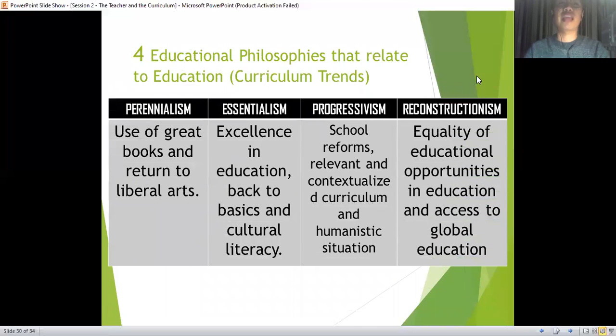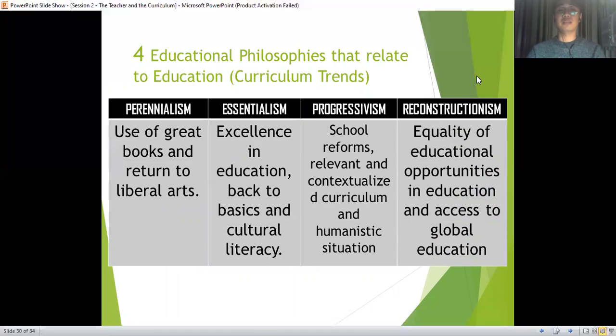Okay, the curriculum trends. Under perennialism, you use great books and focus on liberal arts. I repeat, you are honing the rational person. That's why the emphasis is on great books, those books which teach values, teach about morality, which teach about philosophy.